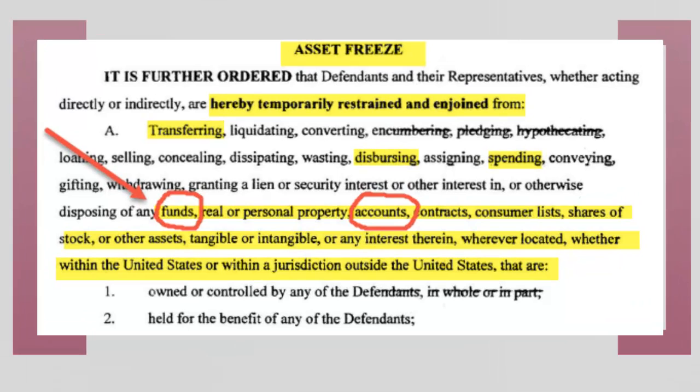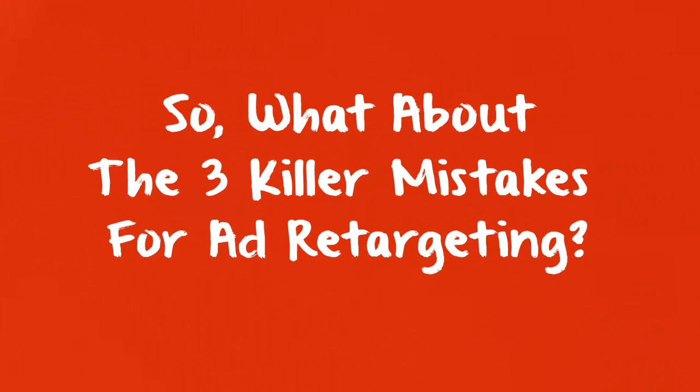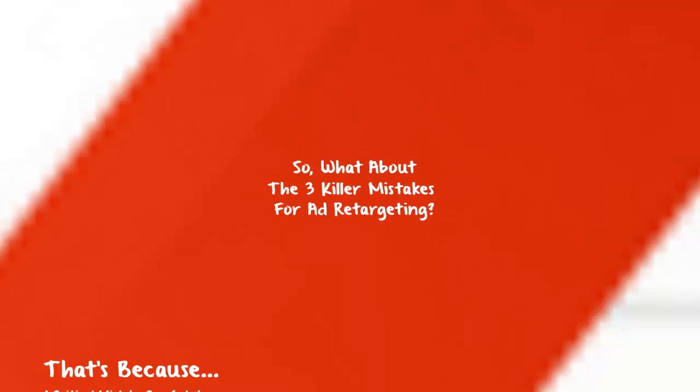And here is a clip in the order regarding the part of the order dealing with asset freeze. You see the highlighted language: temporarily restrained and enjoined from transferring, dispersing, spending, etc. all of your personal funds, your accounts, and any other types of asset you might have. This is what really gets online business owners sort of crazy, because you wonder, if an asset freeze is imposed on you, how do you pay your mortgage? How do you pay your bills? You obviously are in a very difficult position, and you don't want to be there. That's the bottom line.